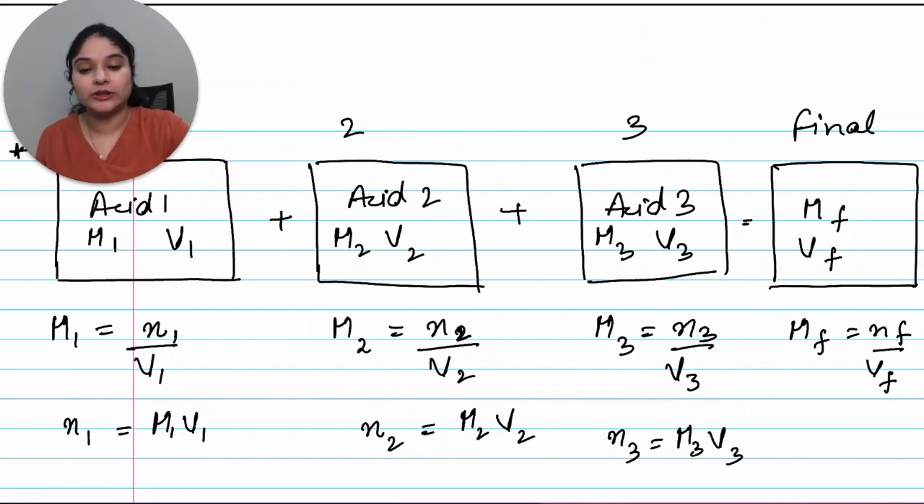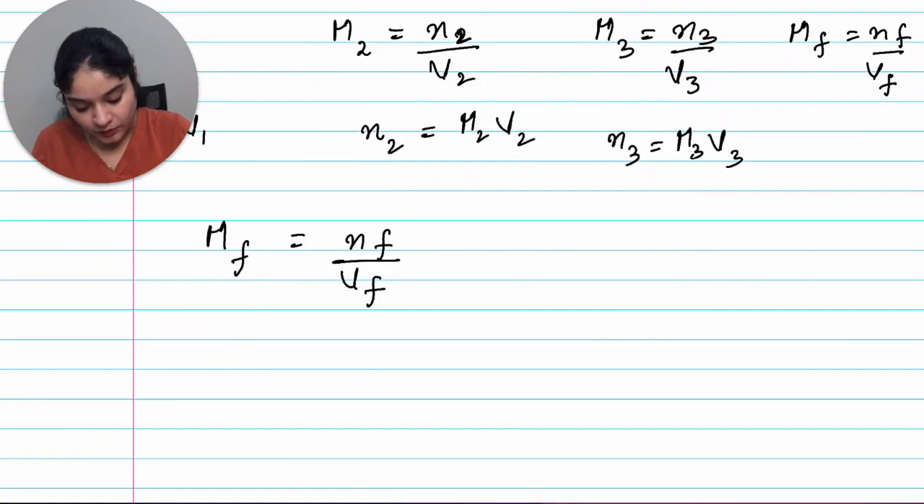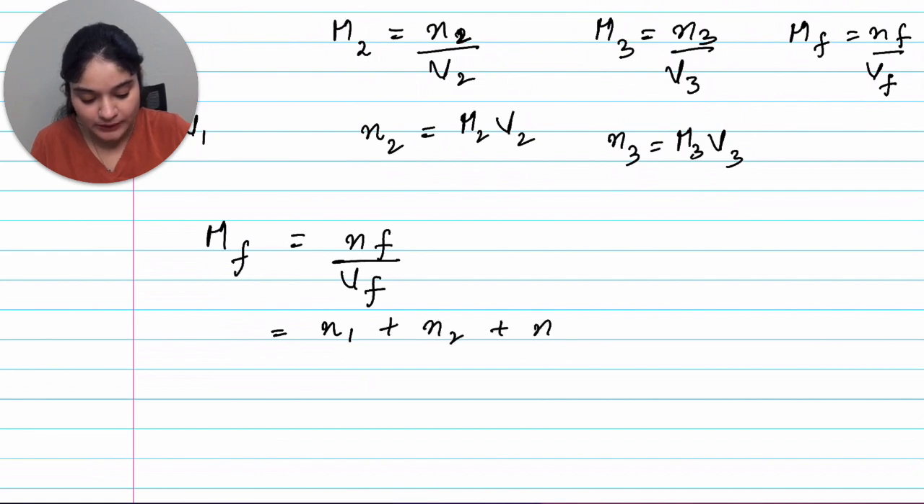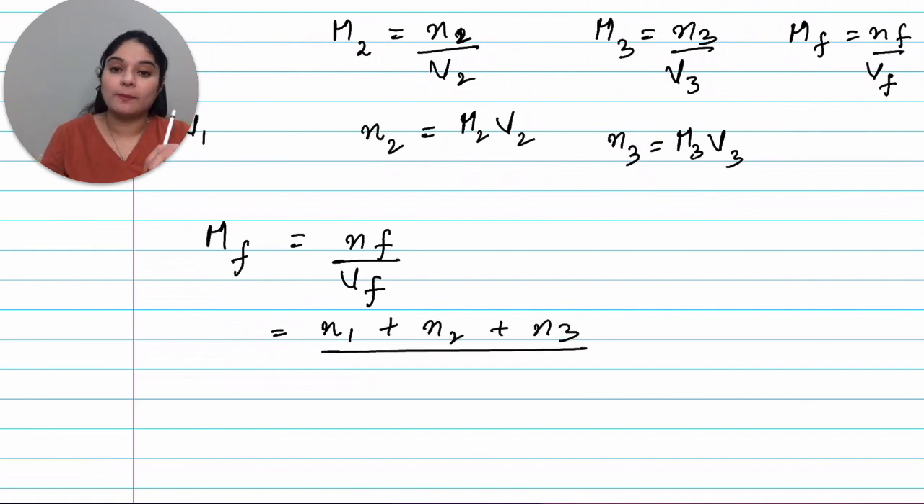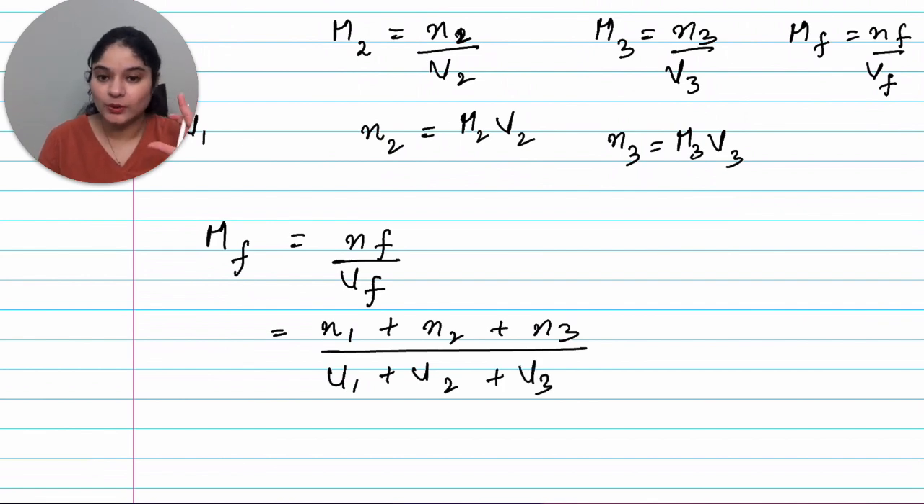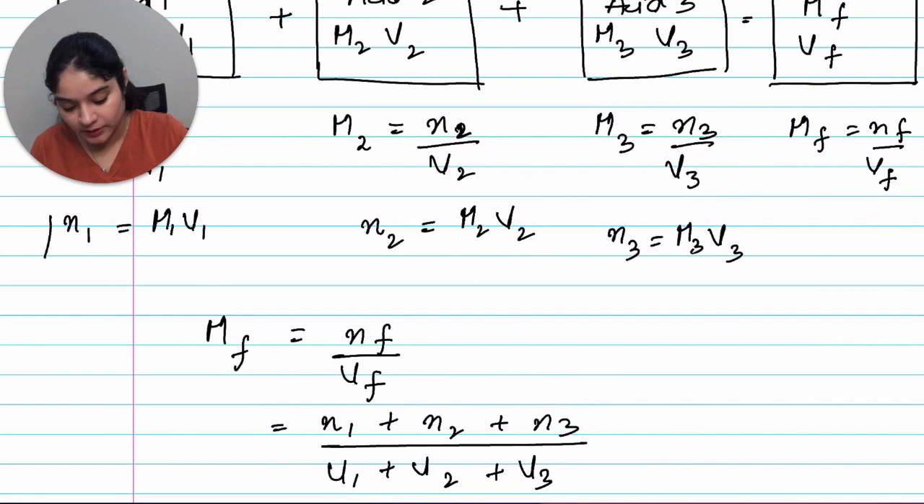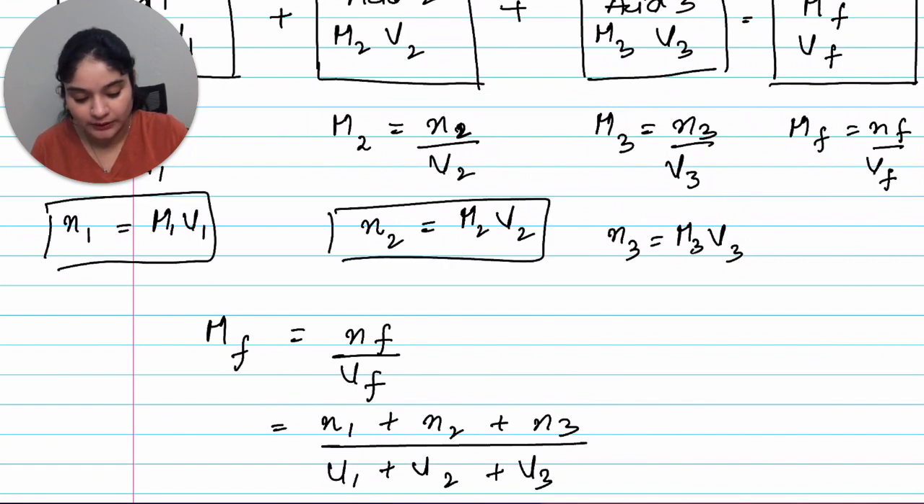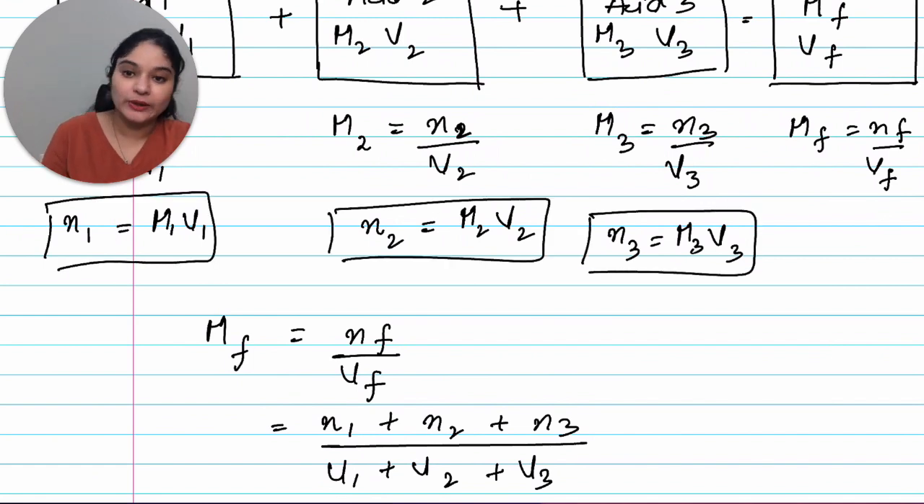Okay. So when you are calculating M final, what you will write? You will directly write N1 plus N2 plus N3. And when we talk about the volume, of course, volume will also get added up. So you will have V1 plus V2 plus V3. Okay, makes sense? And from here, we derive these three formulas for N1, N2 and N3.